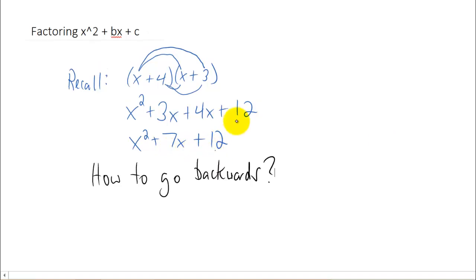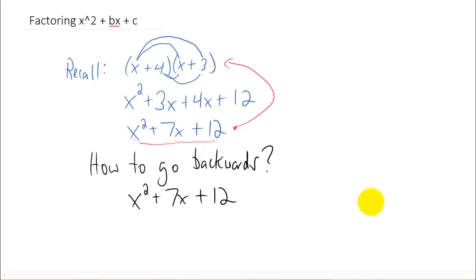So just like in the last video, sometimes you're given this polynomial right here, but what you want is the factored polynomial, the polynomial written as the multiplication of two binomials. So the question we're asking in this video is, how do we go backwards? How do we start with a trinomial that has this form right here and end up with the multiplication of two binomials? Okay, so we're starting now with x squared plus 7x plus 12.